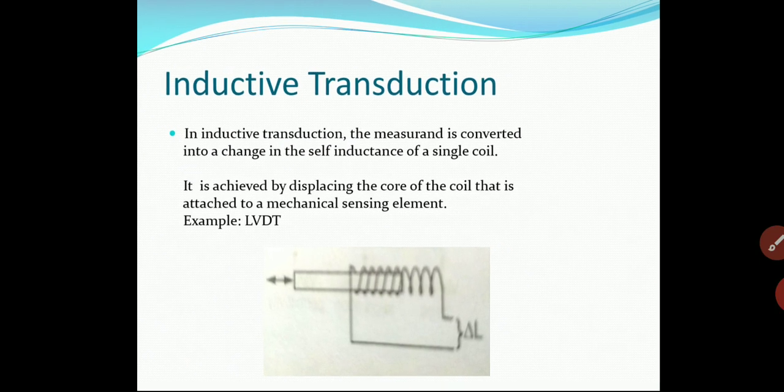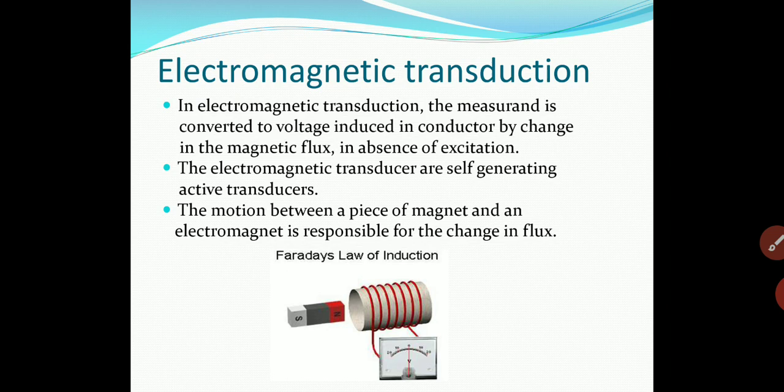Next type of transducer is electromagnetic transducer. In electromagnetic transducer, the measurand is converted to voltage induced in a conductor by change in the magnetic flux in the absence of excitation. The electromagnetic transducers are self-generating type transducer or active transducer because there is no need of external power to operate it. The motion between a piece of magnet and an electromagnet is responsible for the change in flux.